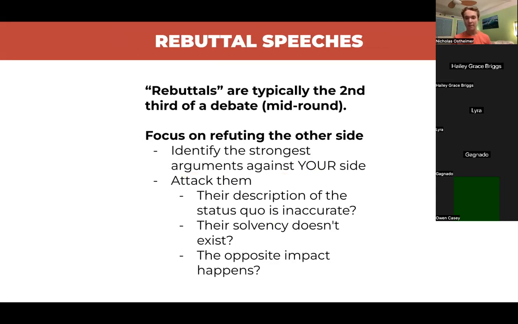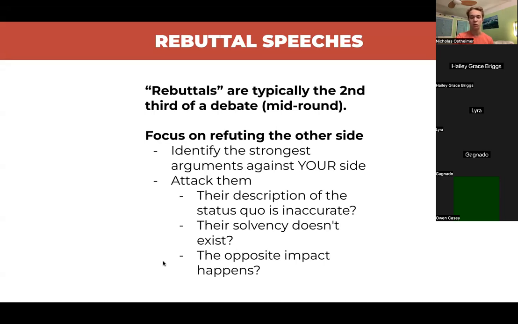So these are happening in the second third of the debate, in the middle of the round, unsurprisingly by the name. These speeches focus on refuting the other side. Instead of building up arguments to say, hey, here's why the affirmation or the negation is right, these speeches are responsible for saying, hey, the affirmation or the negation is wrong. You identify the strongest arguments for the side you're going against or against the side that you are on, and you attack those arguments.